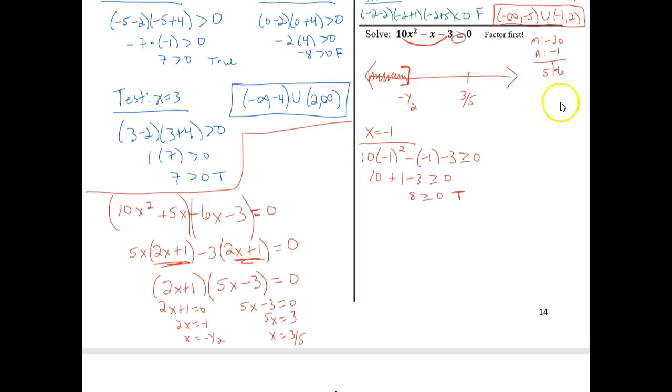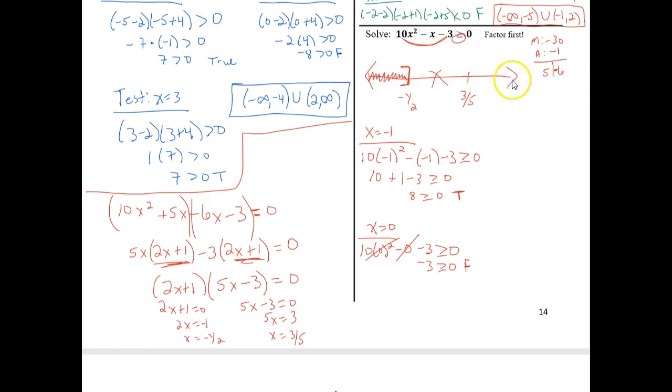Now I need to test something in between these two values. Well, again, it's changing from negative to positive, so I know a 0 has to be in there somewhere. So that's an easy value. Plugging in 0 for x. 0 squared is 0. Anything times 0 is 0. So I end up with negative 3 greater than or equal to 0. True or false? False. Negative 3 is not greater than 0. So this is not part of our solution set.